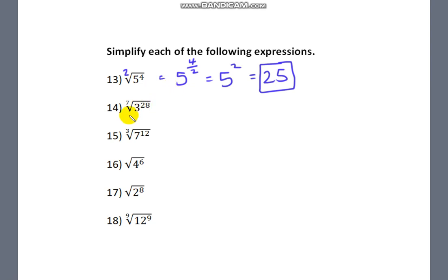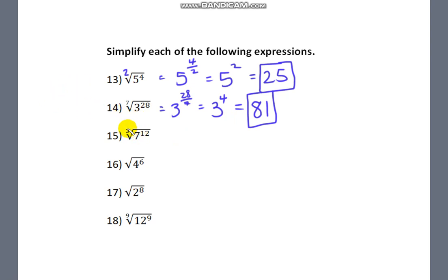Okay? This one looks intimidating. 7th root of 3 raised to the 28th power. So this is basically 3 raised to 28 over 7. 28 divided by 7, if you do not know what that is, is 4. So 3 raised to the 4th power. Now, in order to simplify this, we're doing 3 times 3 times 3 times 3, which is 81. Yep. All right, next one.